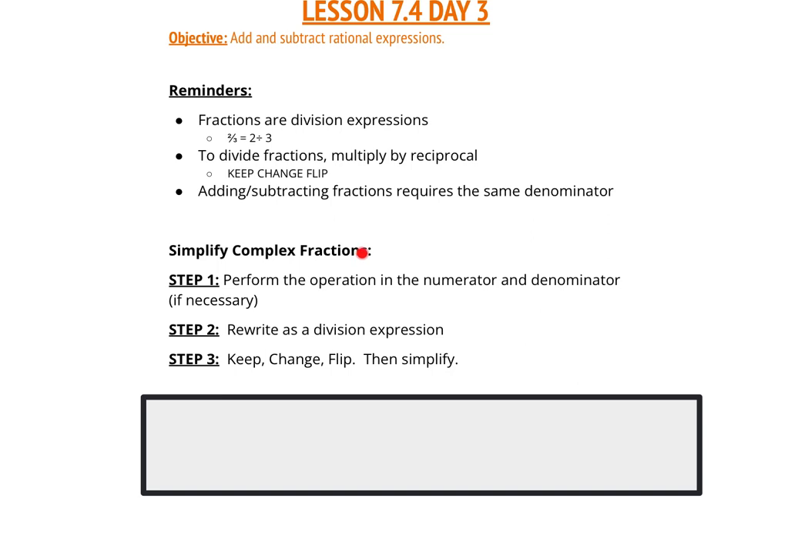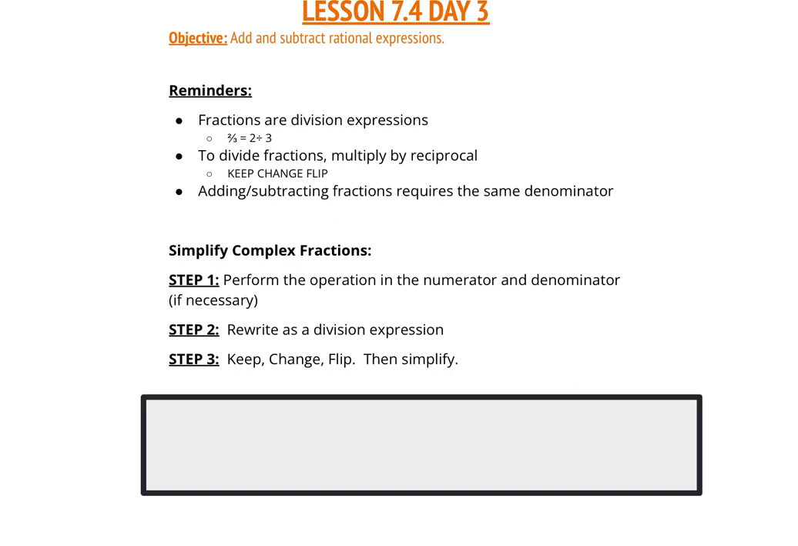To simplify complex fractions, I wrote out the steps. If you want to write them down, totally fine, but I'll do an example with them as well where I explain each of these steps. First, we're going to perform the operation in the numerator and denominator, if necessary. So if there's adding or subtracting in the numerators or denominators, we want to do that first because we want to simplify it. We essentially want to have just one item in the numerator and one item in the denominator.